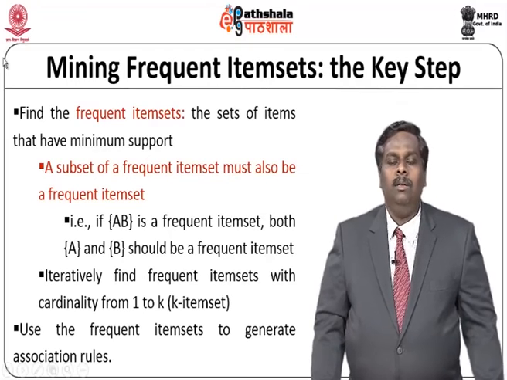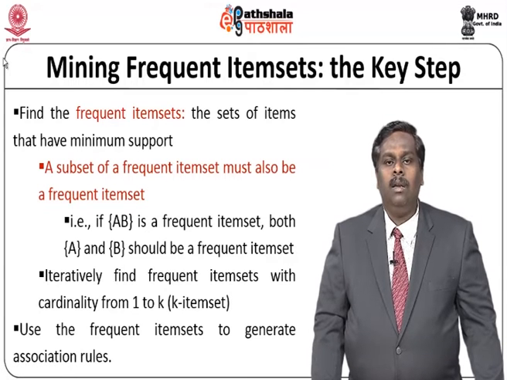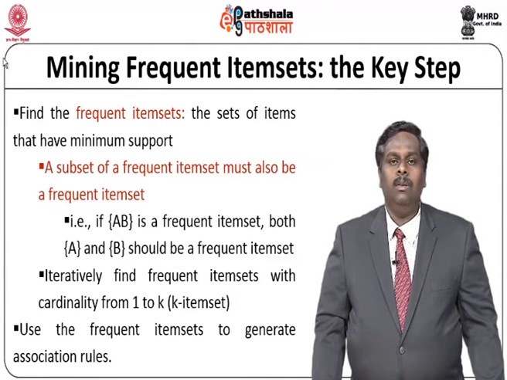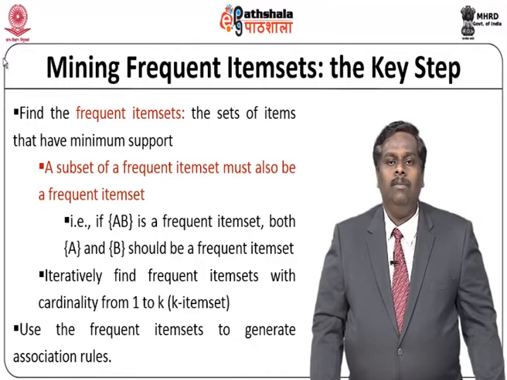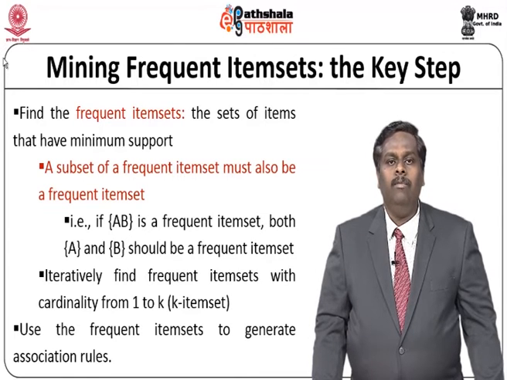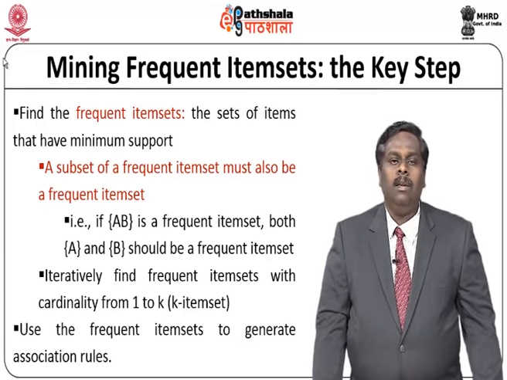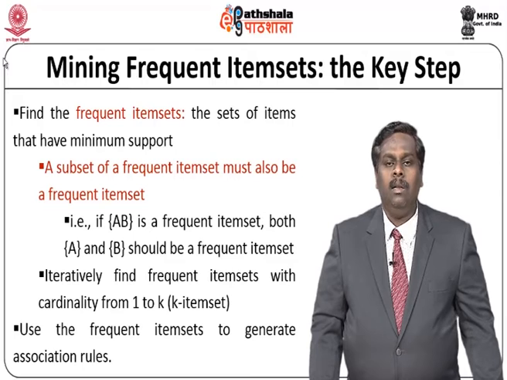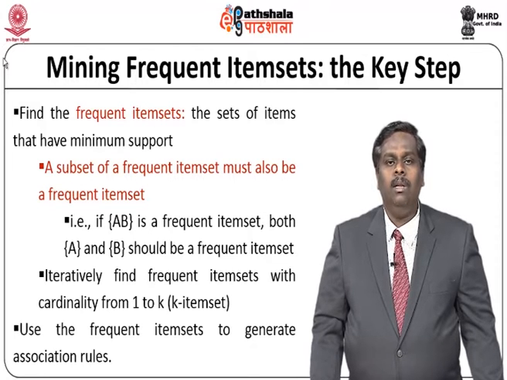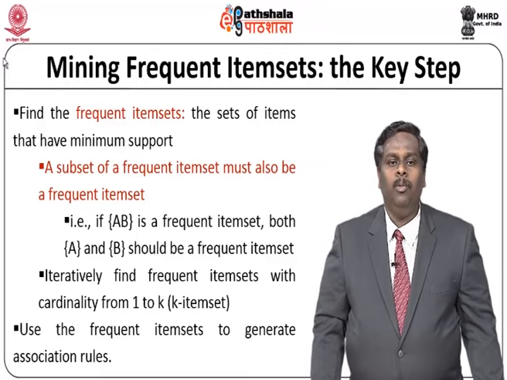In the previous session, we discussed the basics related to mining association rules from voluminous transactional databases. From that session, we can recollect that for identifying association rules, you require frequent item sets, that is, finding the frequent item sets. What exactly is a frequent item set? Recollecting from our previous session, any item set or set of items that satisfies minimum support or minimum support count will be treated as a frequent item set.